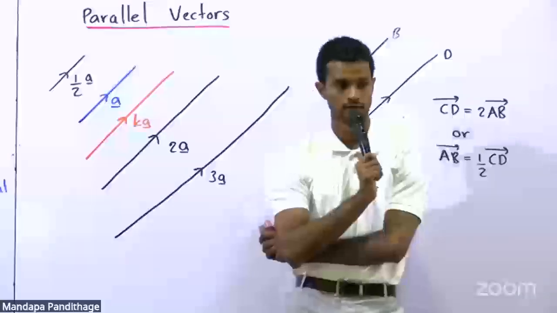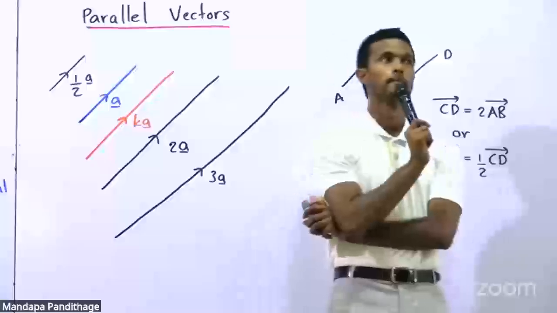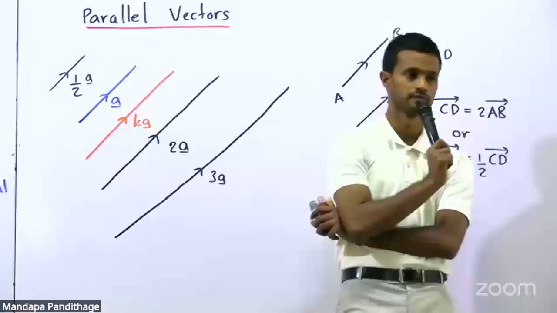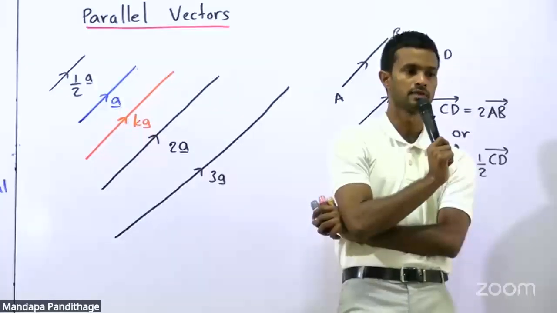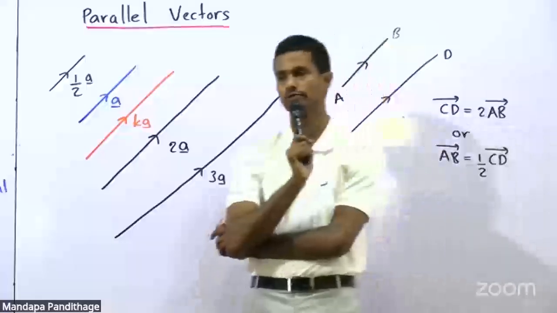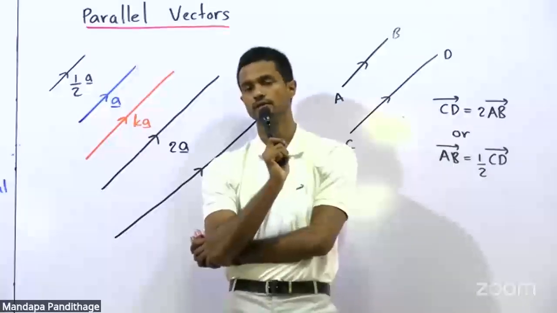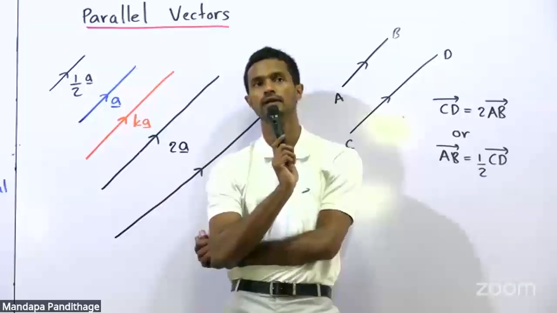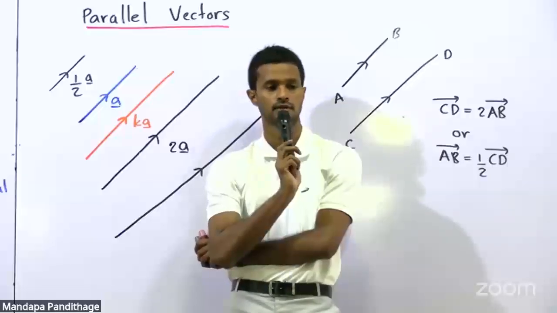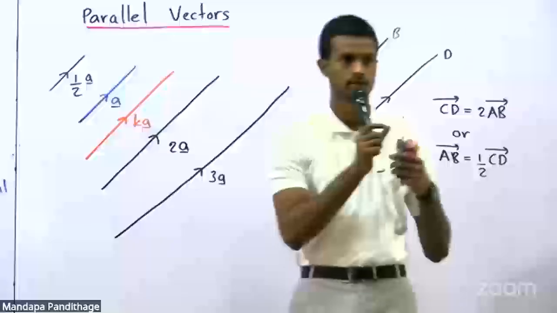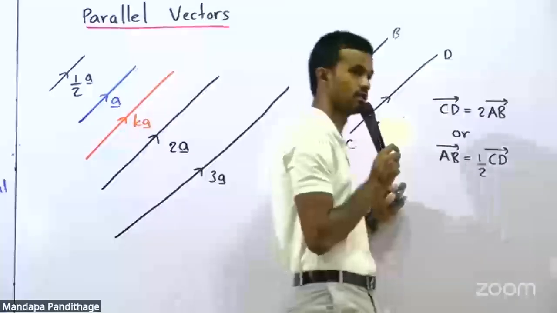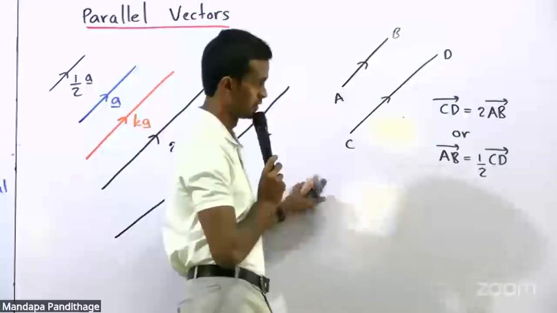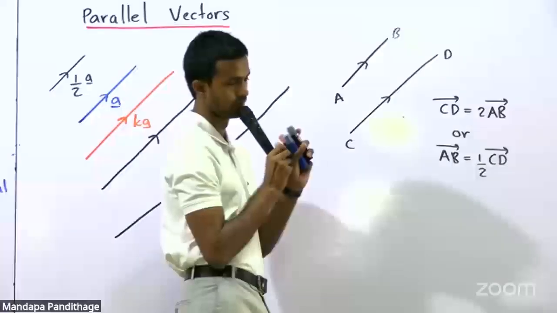Okay, same line. When one vector can be expressed in terms of the other vector, the two vectors are, write in a black pen, dependent. The two vectors are dependent.